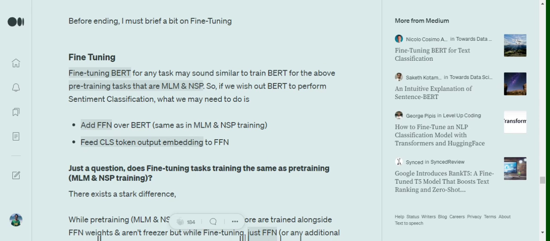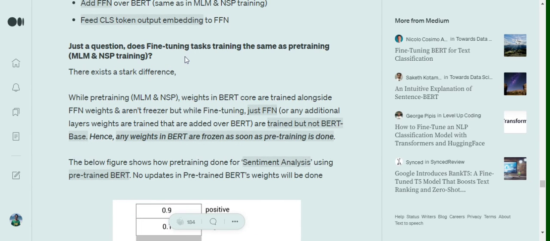If you are going for some text classification, you can take out the CLS token. Else, if you are going for sequence prediction or masked language modeling, any problem statement that you wish to solve using this model can be solved by adding certain layers on the top of it, depending upon the problem statement. So, just a last question: is the fine tuning task training similar to what we did in pre-training? A big no.